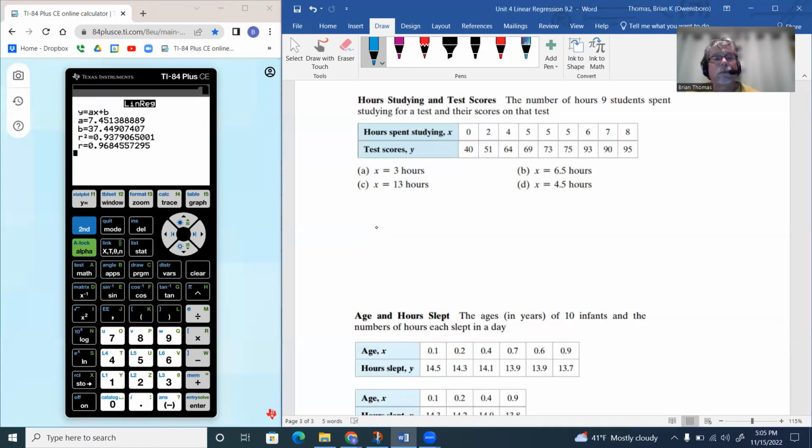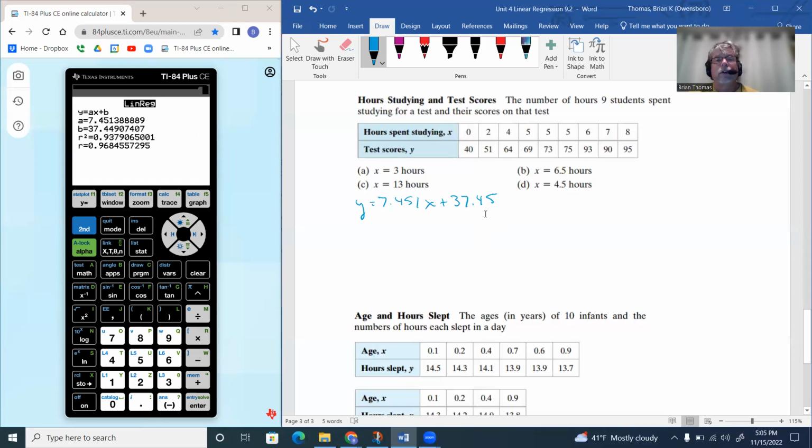So again, y equals ax plus b is going to be our line of best fit. The a is the 7 point, and we rounded to 3 decimal places, so that's going to be 7.451, then there's going to be an x there, plus 37.45. Since there's that 9 after that second 4, we're going to round that up too. So we're going to round the slope to 3 decimal places and the y-intercept to 1 decimal place.